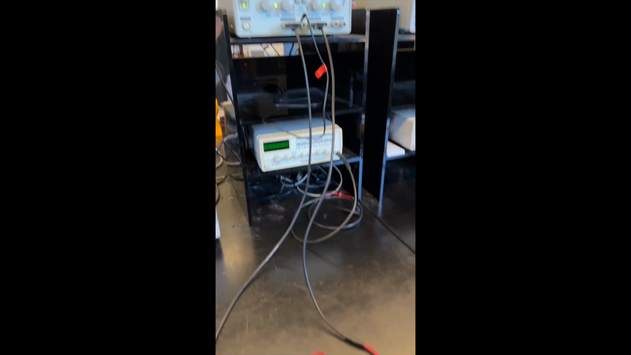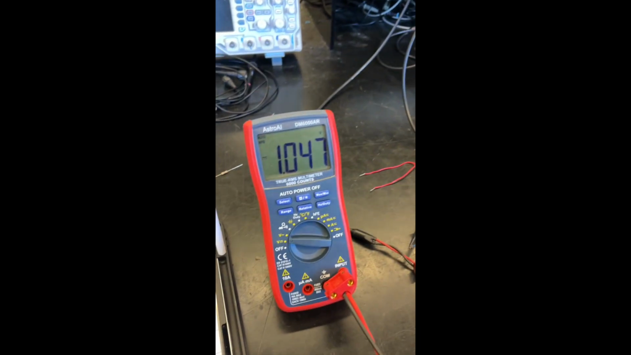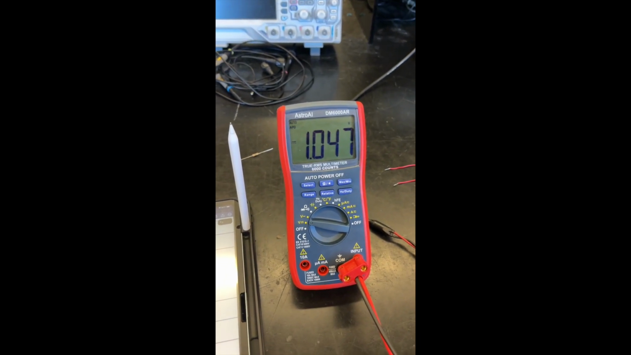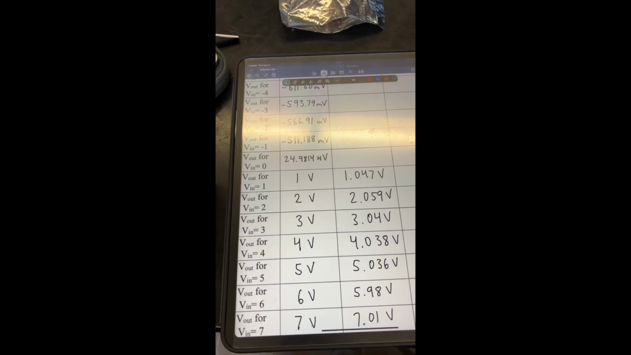When my Vin is 1 volt, I'm measuring my Vout to be 1.047 volts, and my simulated value is 1 volt.